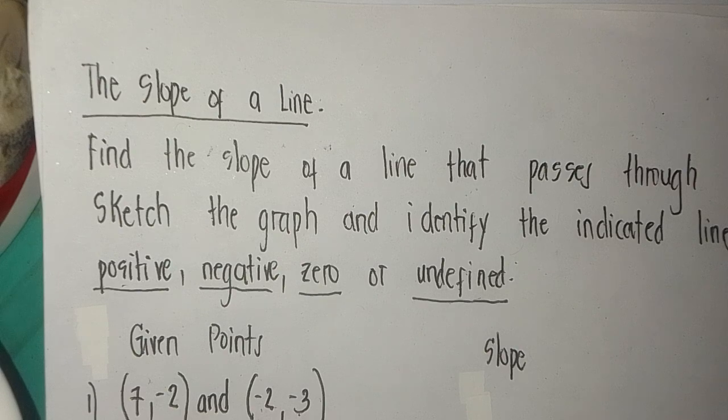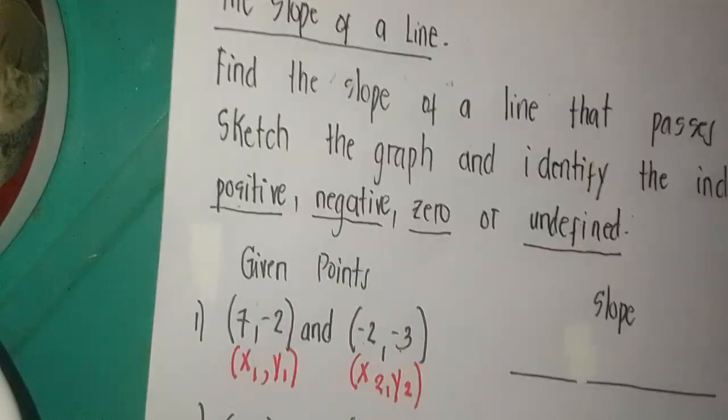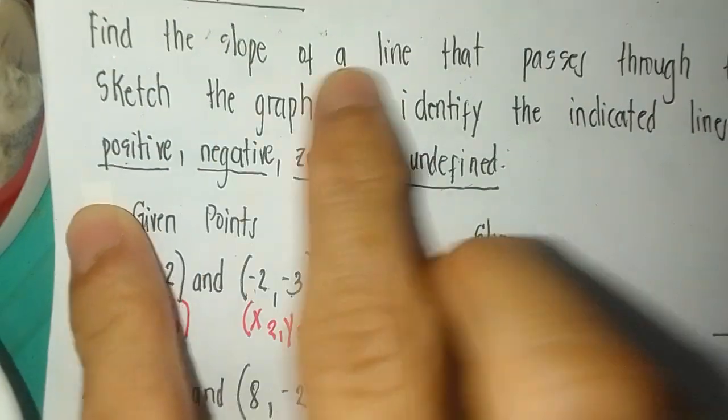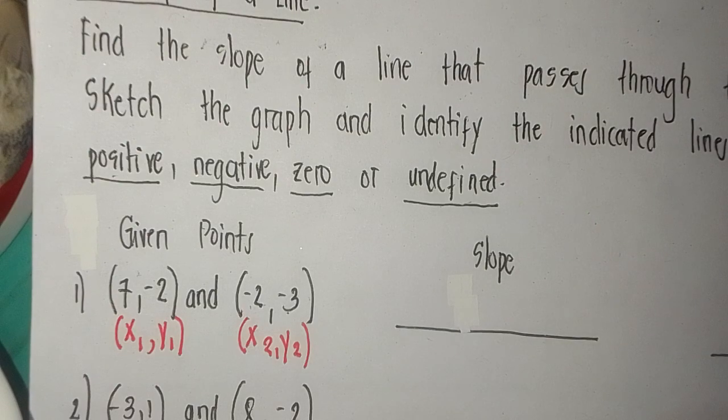So second part again is all about finding the slope of a line. So here is the instruction. Find the slope of a line that passes through the given points. Sketch the graph and identify the indicated lines, whether it is positive, negative, zero, or undefined. So each item class, there are two given points, and through those given 2 points, you have to find the slope.